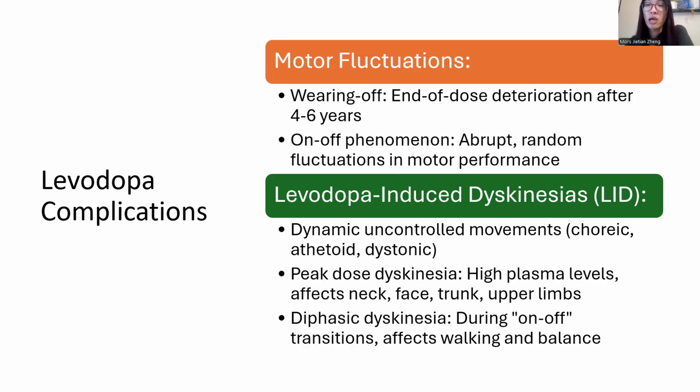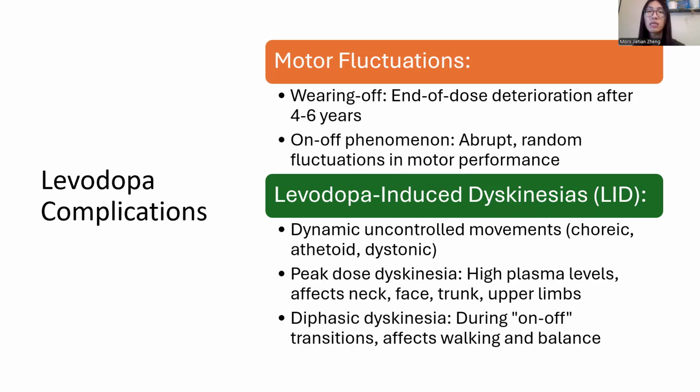Even more challenging are levodopa-induced dyskinesias, or LID. These are dynamic, uncontrolled movements that can be choreic, athetoid, or dystonic in nature. Peak dose dyskinesia occurs at high plasma levels when patients have maximal effects from reduced akinesia and rigidity.